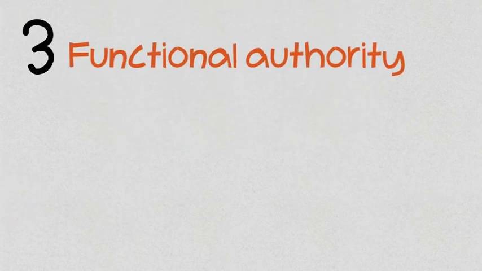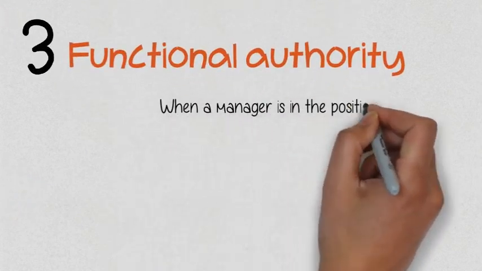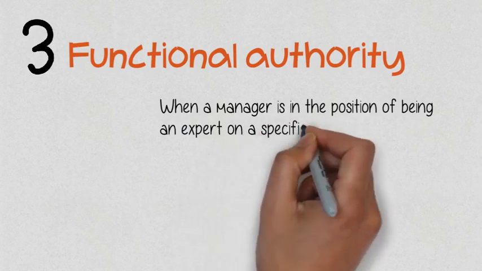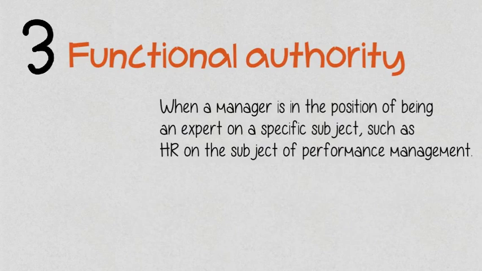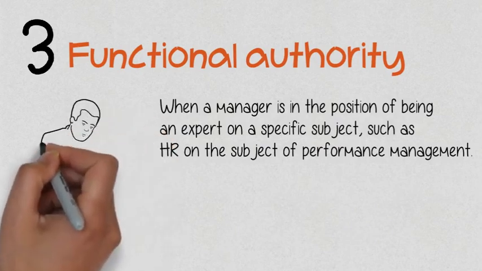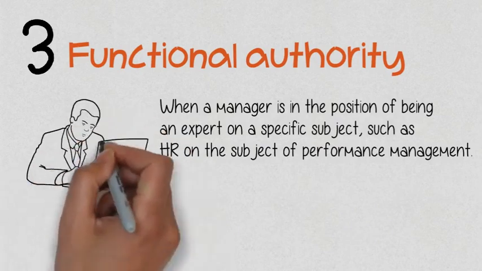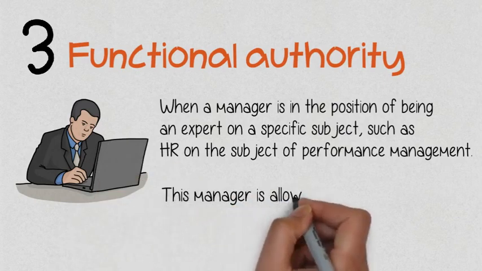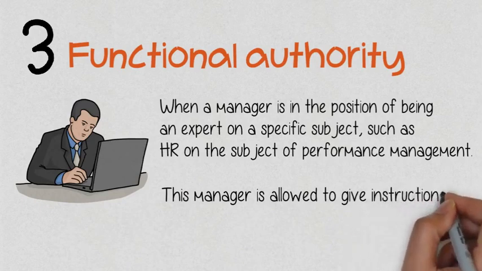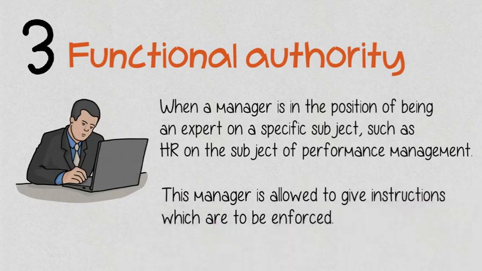Functional authority, or the last type of authority, is when a manager is in a position of being an expert on a specific subject, for example, human resources. This manager is allowed to give instructions which are to be enforced. The manager who possesses this expert knowledge is, however, only allowed to enforce instructions which deal directly with his area of expertise.